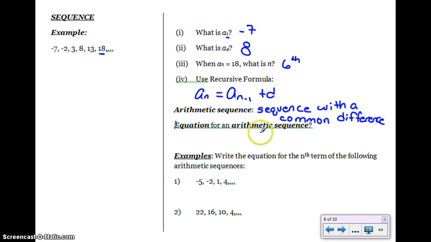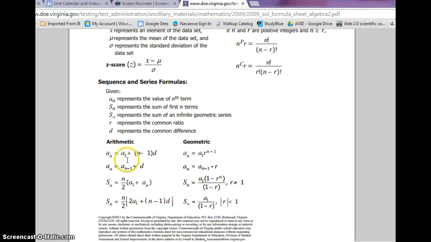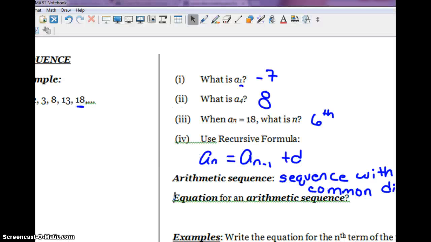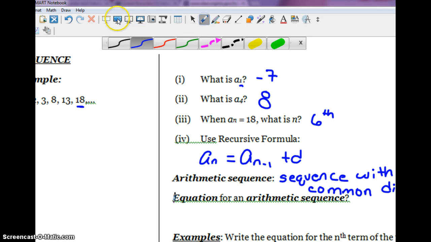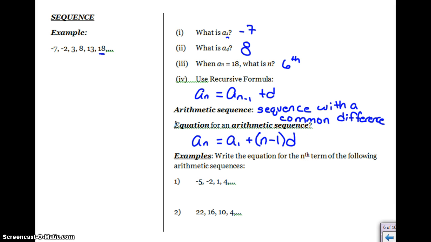And the equation for the arithmetic sequence is the other one we were looking at. This first one here, a sub 1 plus n minus 1 times d. So we're going to go ahead and use that one as well. So we're going to use the first term plus n minus 1, so the position minus 1, which is the first position, or the position before, multiplied by the difference. Okay? So let's look here.